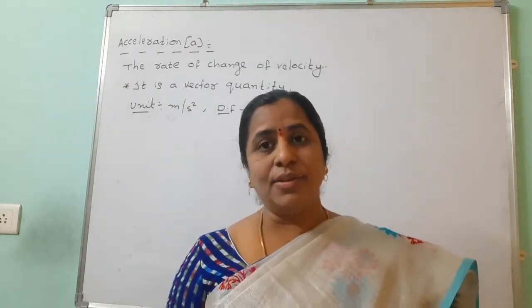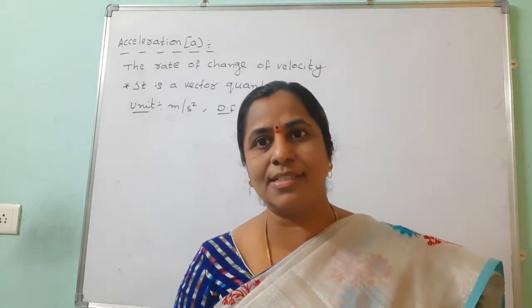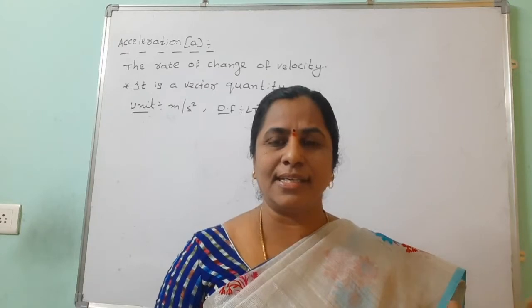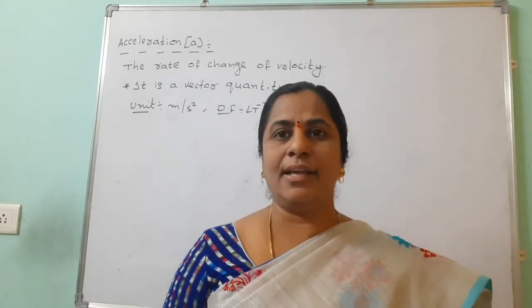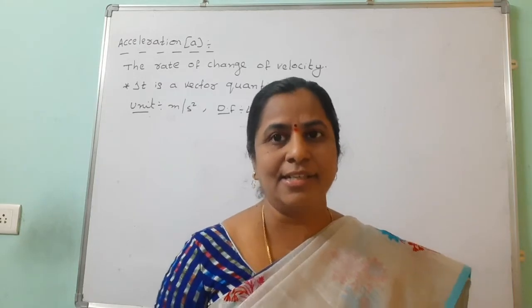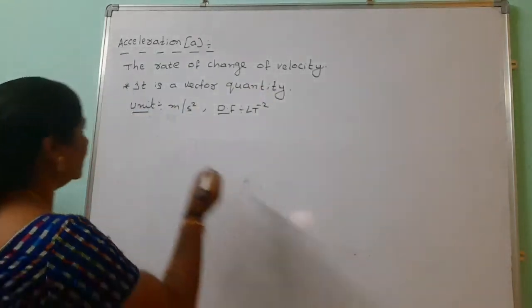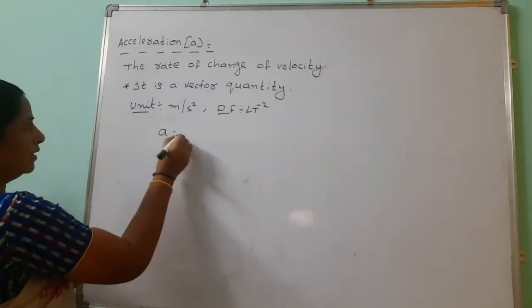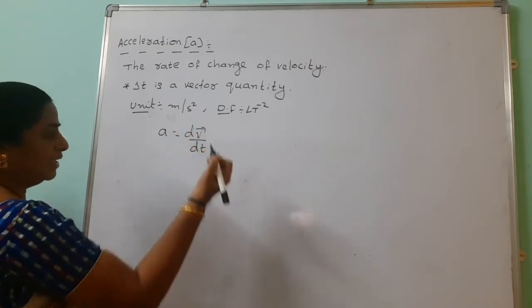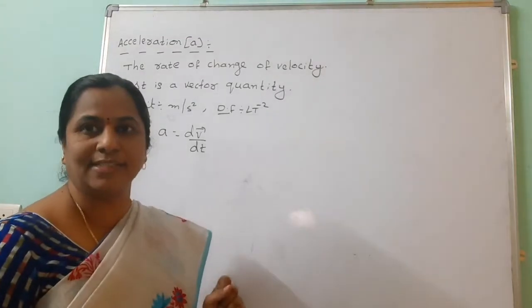And here also, instantaneous acceleration is there and average acceleration is there. What is instantaneous acceleration? Acceleration at a particular instant is called the instantaneous acceleration. Simply we should write acceleration a equals the rate of change of velocity. Rate of change of velocity is called the acceleration.